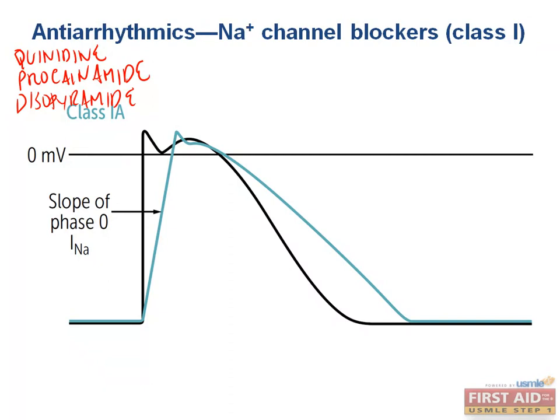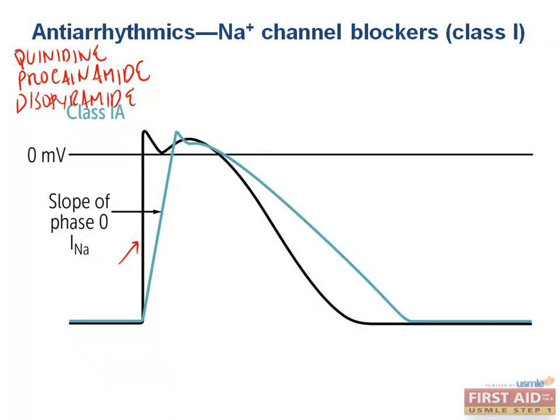But look at your diagram and see how the slope of the phase 0 is not as steep. Normally we would expect this to be a completely straight line almost. So this line is telling us that we're doing something to decrease the velocity at which we're allowing sodium to flow into the cell, aka we are somehow manipulating the sodium current.